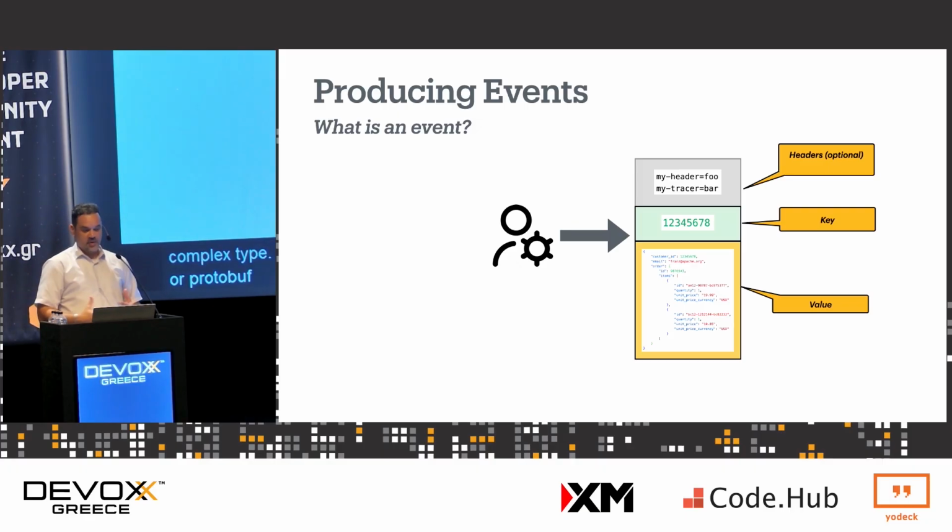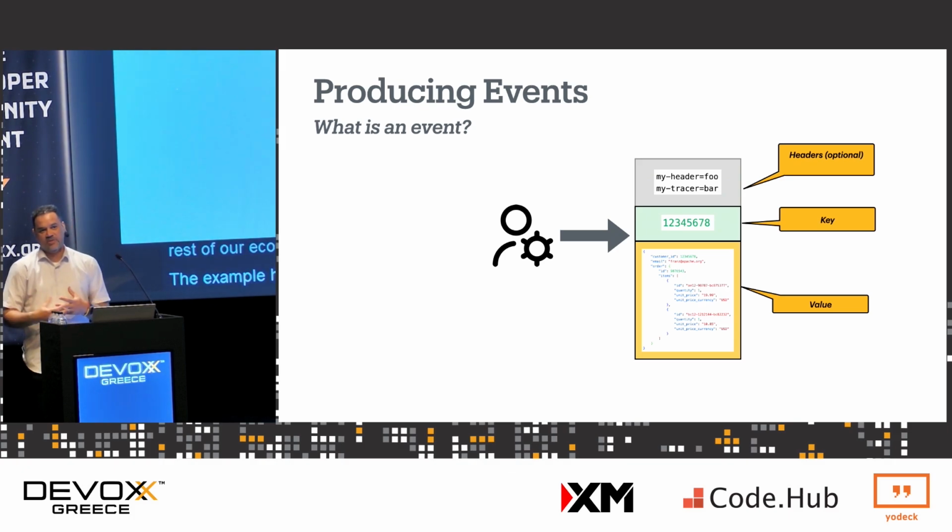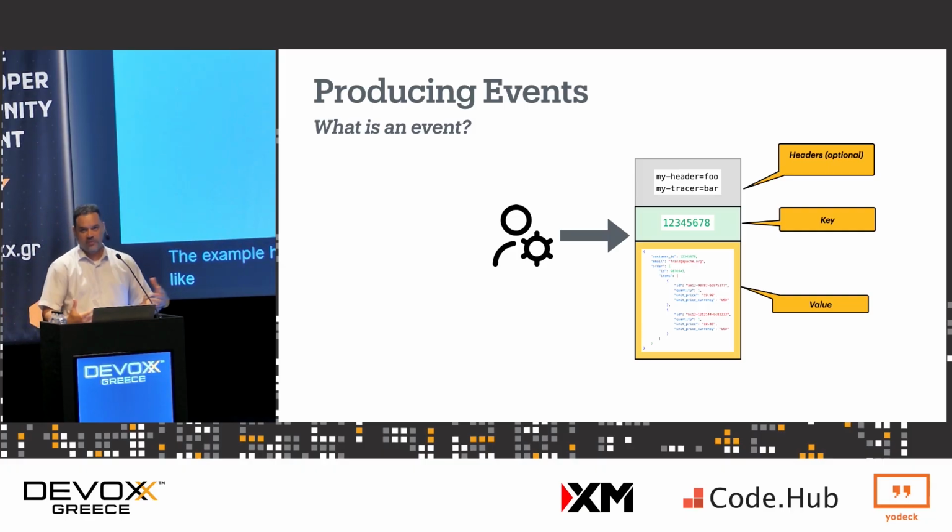And the last part of that event is the value. And the value is really what I call, in American parlance, the meat and potatoes of the event. This is what we actually are talking about. This is what happened that we want to convey to the rest of our organization, the rest of our ecosystem. The example here, you see this is JSON, but typically this would be serialized as something like JSON or Avro or protobuf, like I was talking about before.